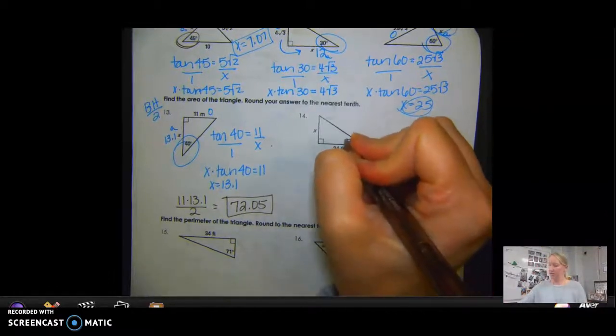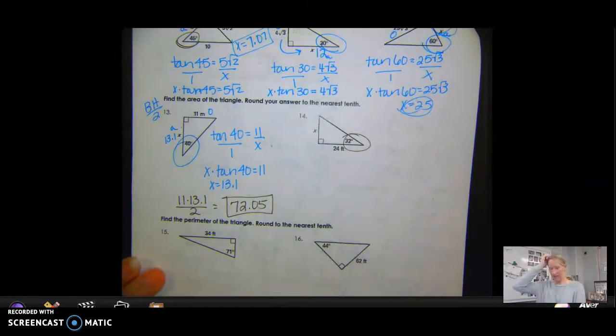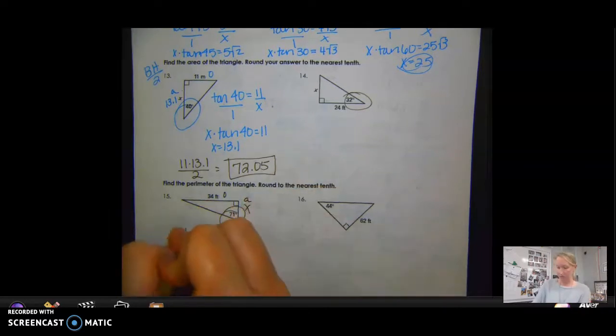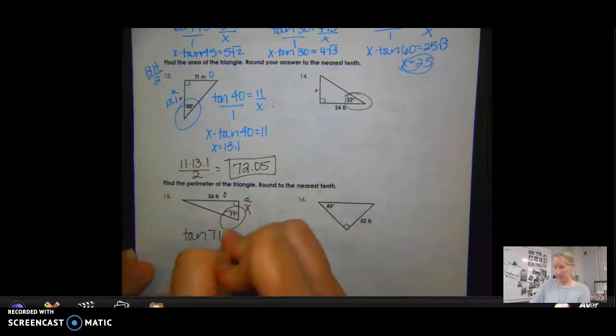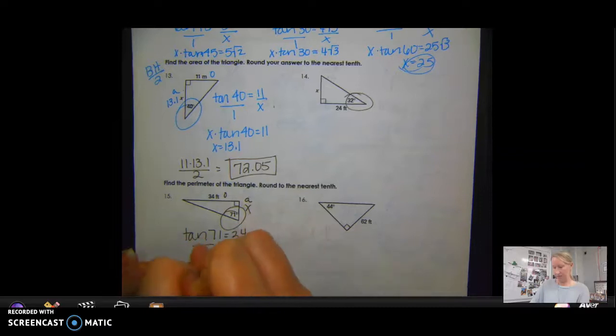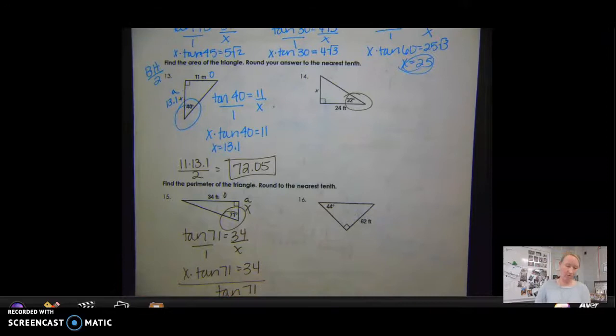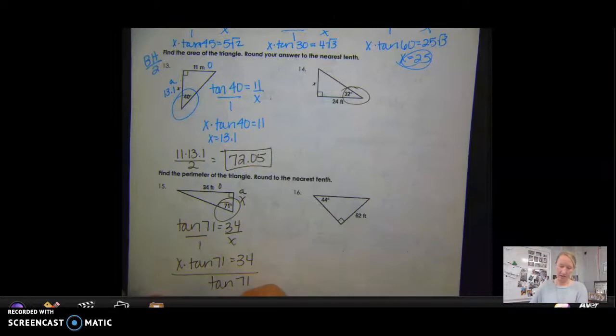Same idea here. Area, so circle this guy. Actually, I'm going to pause on that one. I'm going to come down here. I'm going to show you how to do this one. This is x, this is opposite, this is adjacent. So I'm going to do tangent of 71 equals opposite over adjacent. Put this over 1. Cross multiply. x times the tangent of 71 equals 34. Divide by tangent of 71. So 34 divided by tangent 71 equals x equals 11.7. Go ahead and try to finish this one and then check out the answer on the next video.